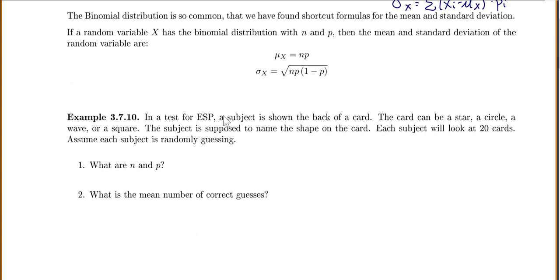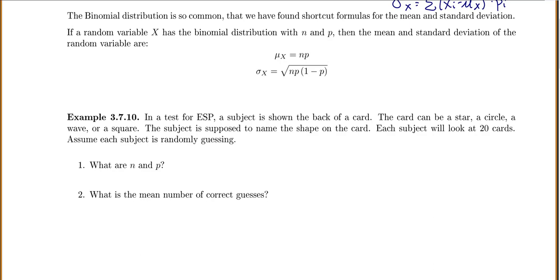So for example, in a test for ESP, a subject is shown the back of a card. The card can be a star, circle, wave, or square. The subject is supposed to name the shape on the card. Each subject will look at 20 cards. Now let's assume that each subject is randomly guessing.